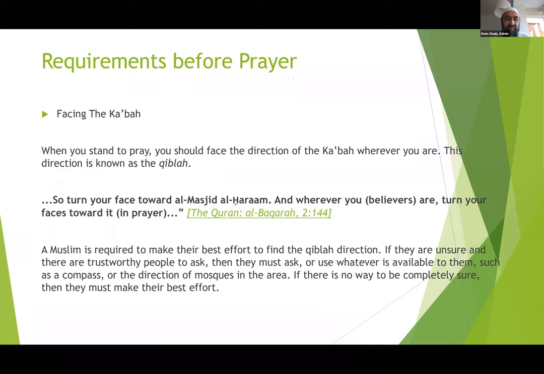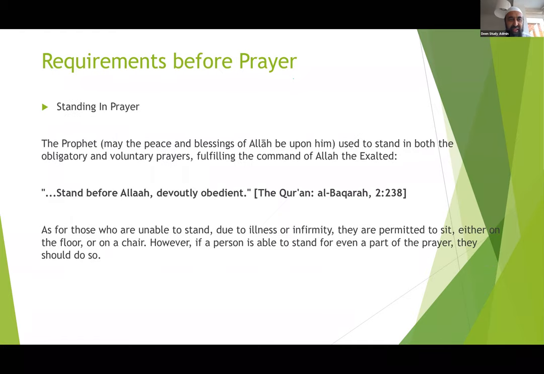So wherever we are, we make our level best to make sure that we're facing the Qibla in salah. And if we're not sure, we ask someone. So that's one of the requirements before prayer that we have to do, inshallah. Okay, so the first requirement is facing the Kaaba. So it's very important. The next requirement is that we stand in prayer. Okay, so this is important.